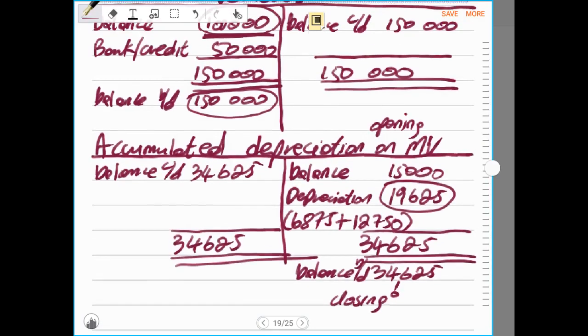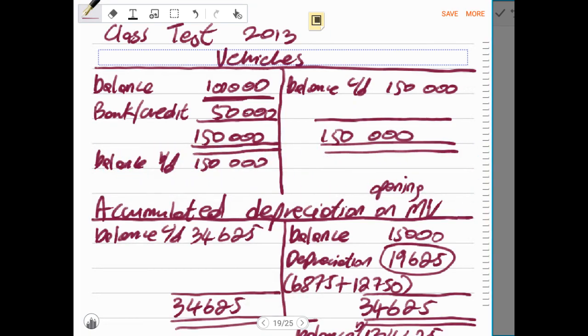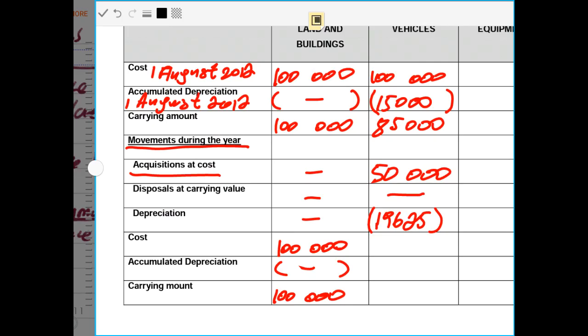In the ledger account, the closing balance for vehicles was 150,000 rands. There is the balance brought down. If you see where I'm highlighting, balance brought down of 150,000 rands. After the opening balance, we added 50,000 rands of the vehicle that was acquired during the year, and that gives us 150,000 rands. Remember, there was no vehicle sold during the year, so we just add the two, which gives us a closing balance of motor vehicles of 150,000 rands as it appears in the ledger account.